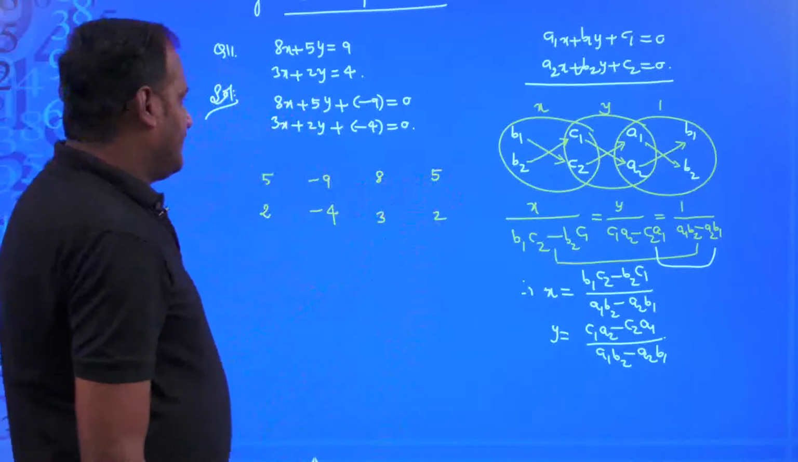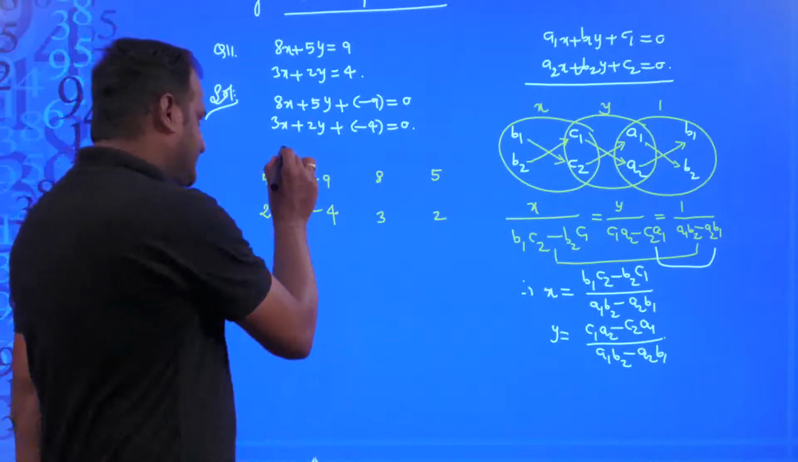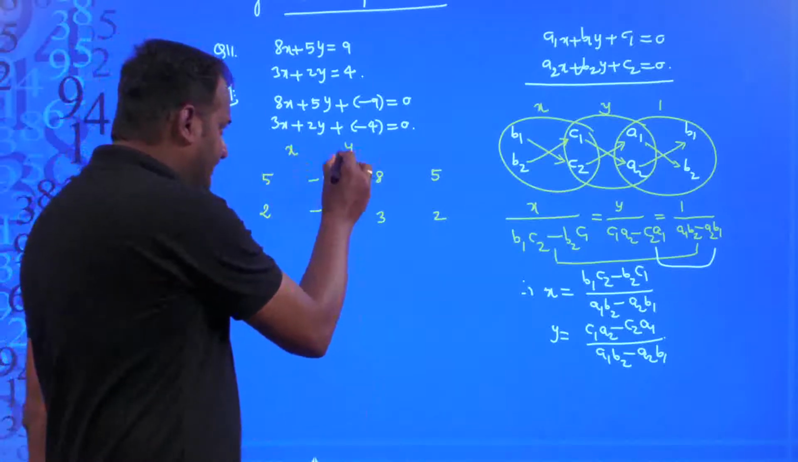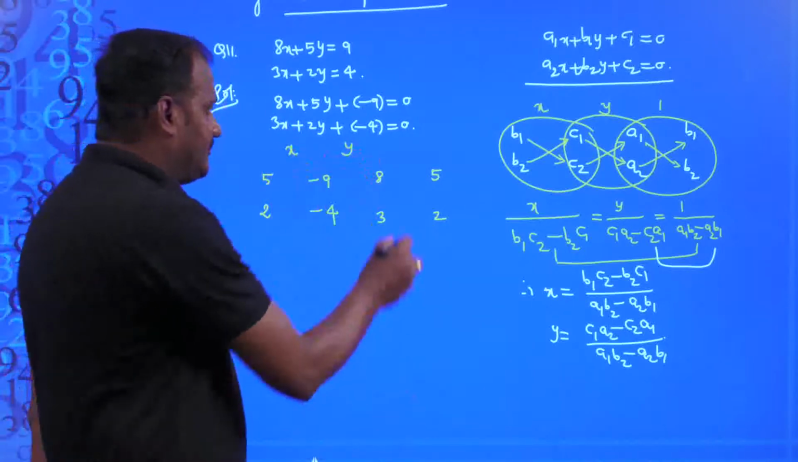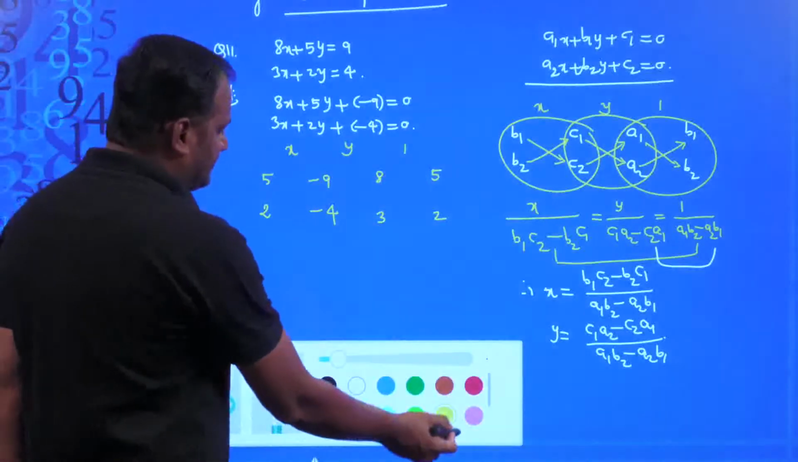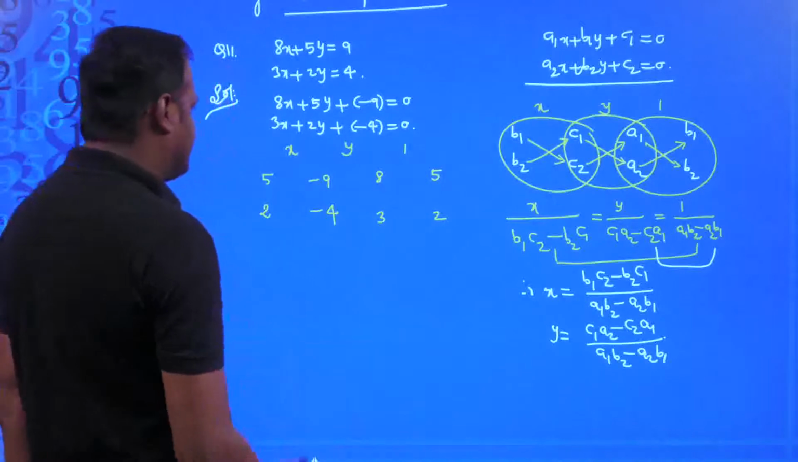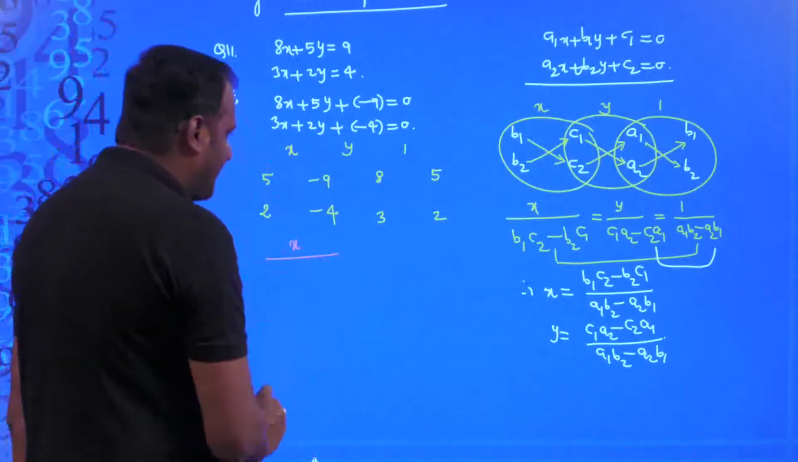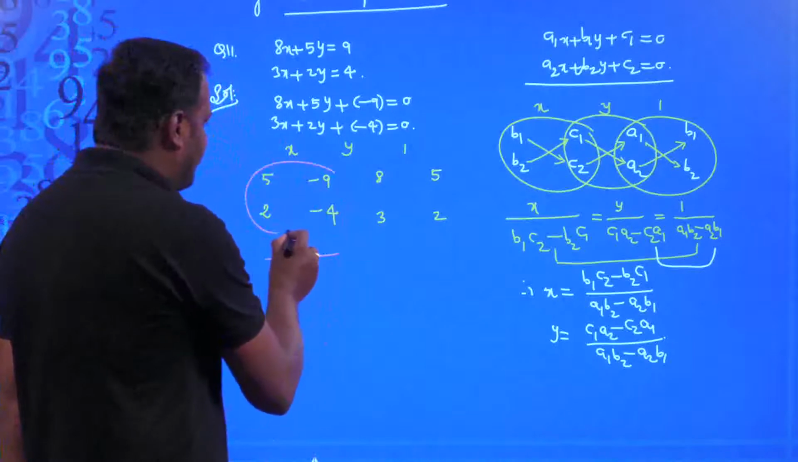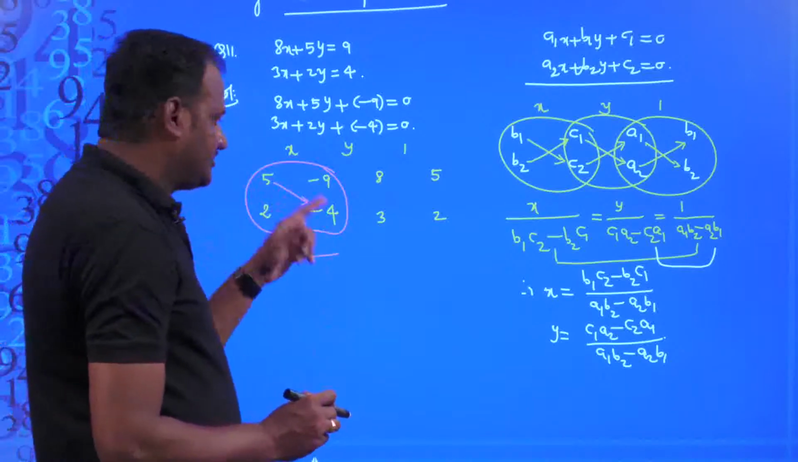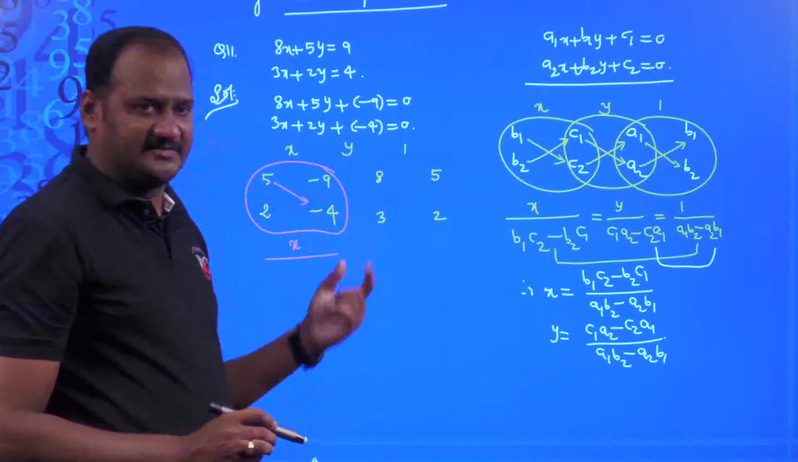What next? You will have to write x between the first and second columns, then y between the second and third columns, and then write 1 between the third and fourth columns. So what next? What has to be done? Yes, for the value of x, you should write x divided by, take these two columns and do the cross product, meaning 5 into minus 4. What is 5 into minus 4? 5 4s are 20, 20 into minus is minus 20.